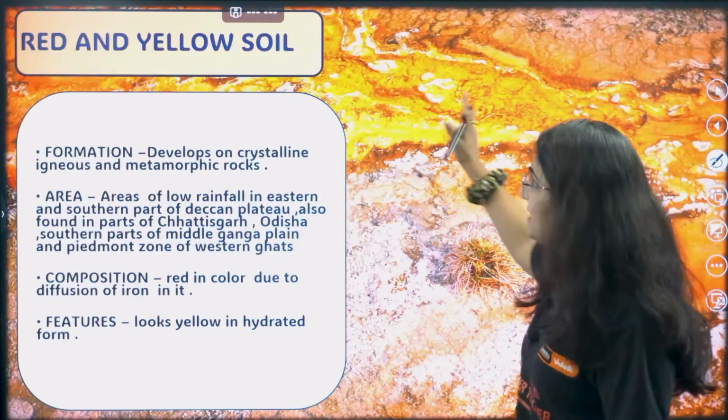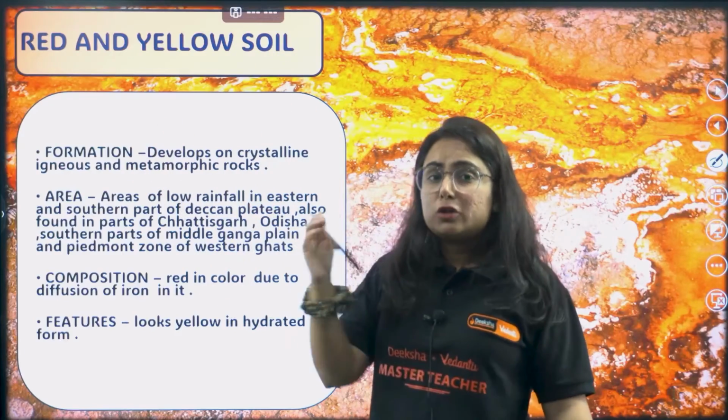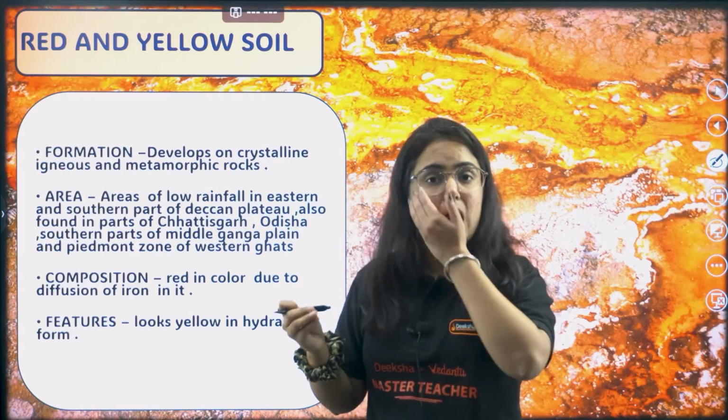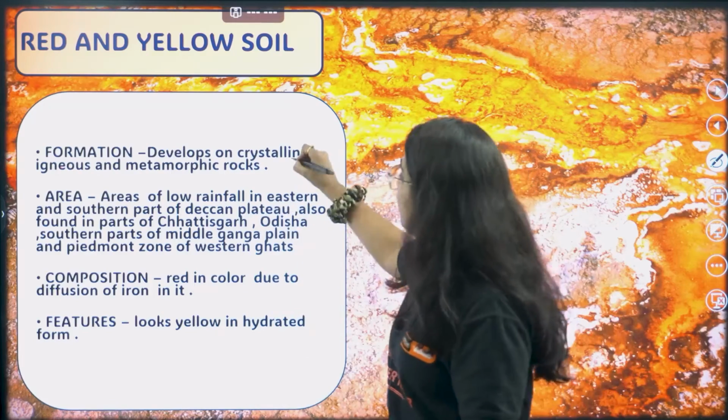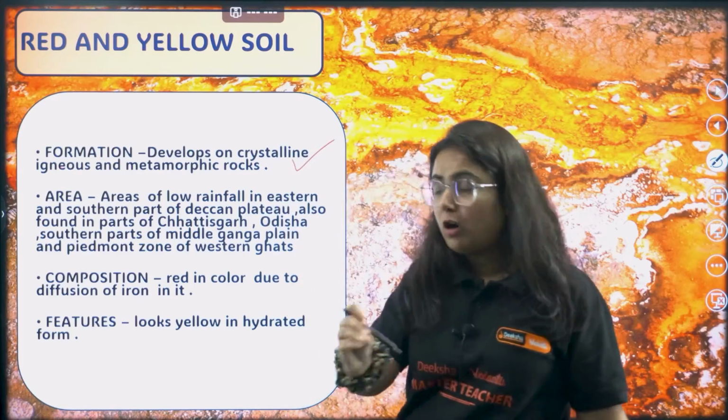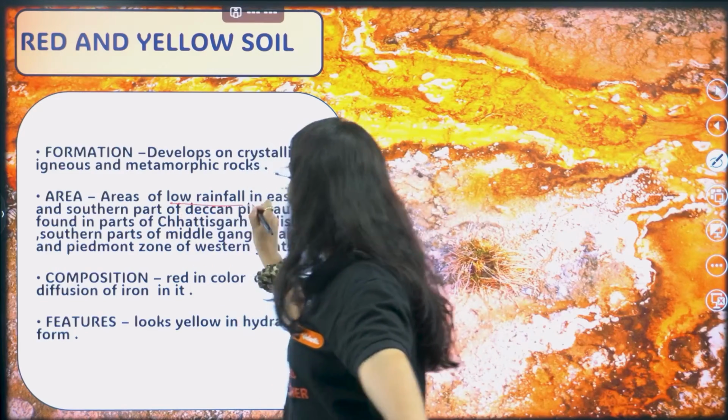Moisture. Next, that is red and yellow soil. So red and yellow soil is formed out of crystalline, igneous and metamorphic rock. Out of crystalline, igneous and metamorphic rock, they are found in the region of low rainfall.